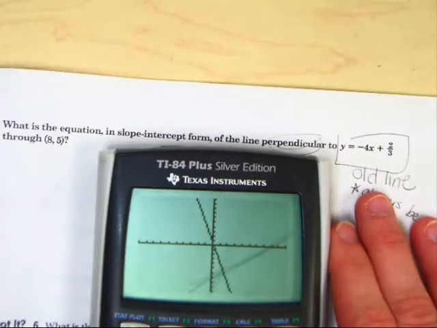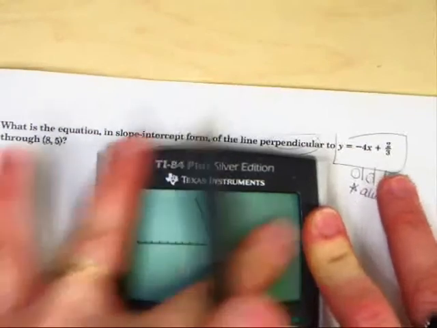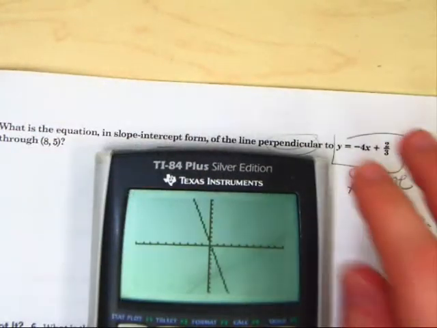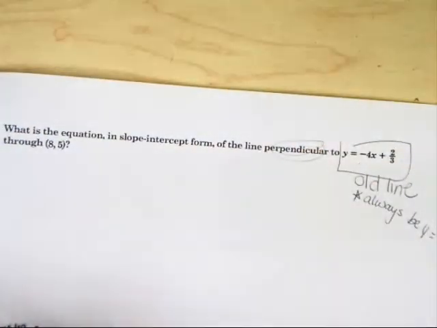It's going to go through 8, 5. It's going to look a lot better than my line. It's going to go through 8, 5, and it's going to be perpendicular. All right, here we go.